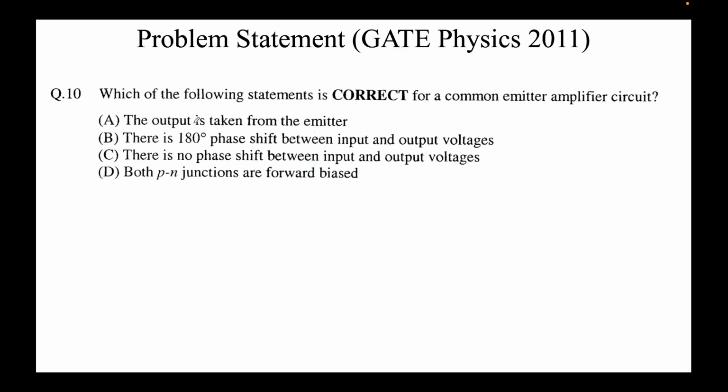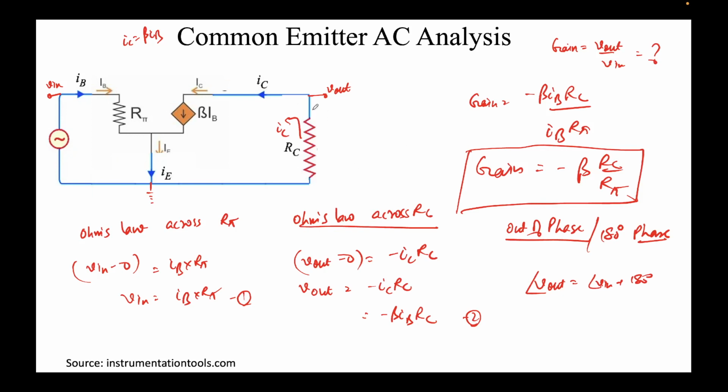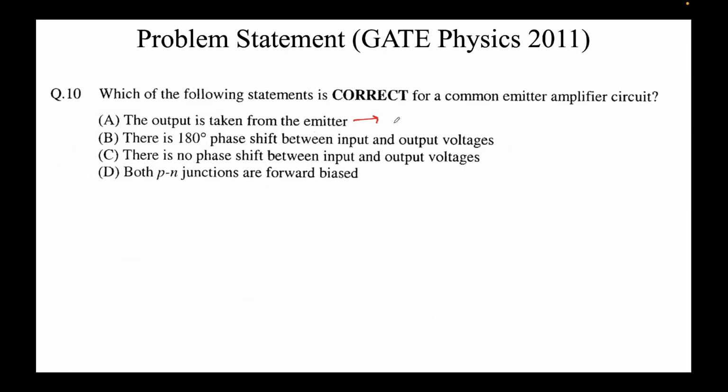If you see in this slide, the output is taken from the collector side. So output is the collector, input is the base, and the emitter is common to both. So option E is incorrect. There is a 180-degree phase shift between input and output voltage. Yes, we just derived the expression. This was the case. No phase shift? No, this is a 180-degree phase shift.